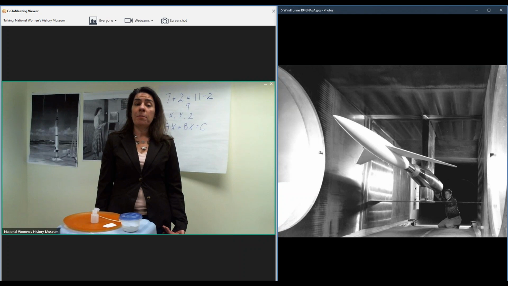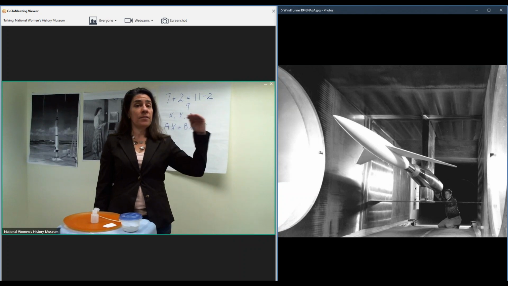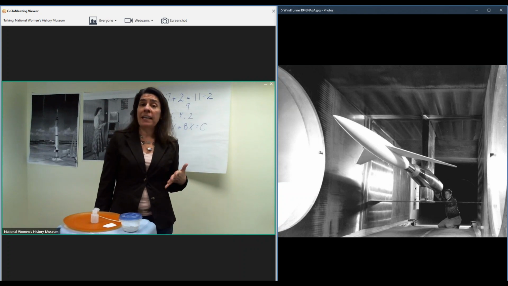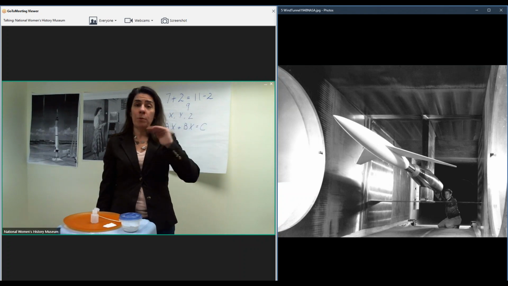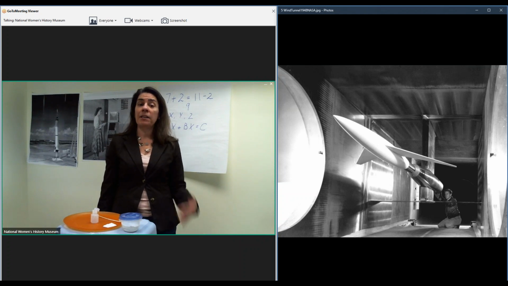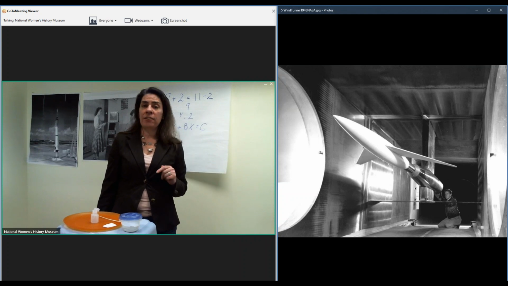It works by putting the model or the full size piece into the tunnel and blowing wind over it. They discovered that an airplane having air blown over it while it was stationary for the purposes of testing is nearly the same thing as an airplane moving through the air at the same wind speed. So in this wind tunnel, they're measuring the airflow and pressure.